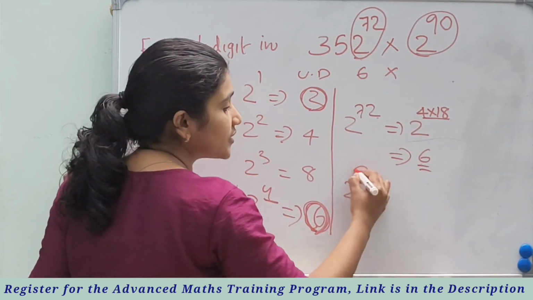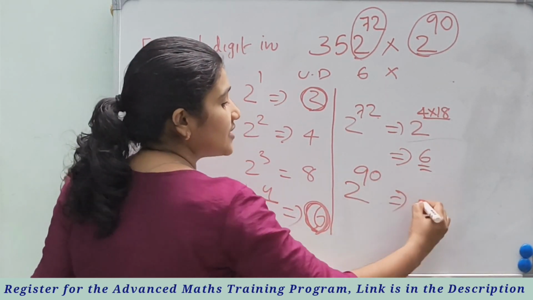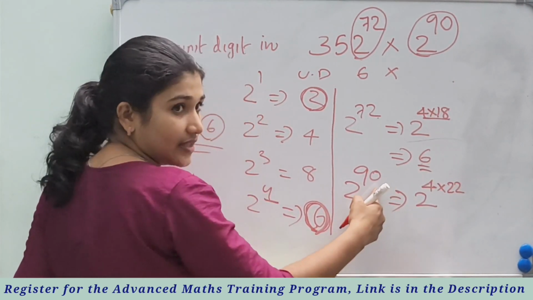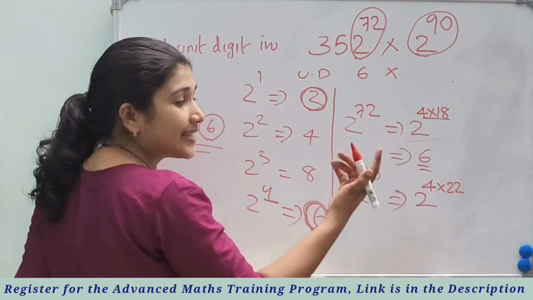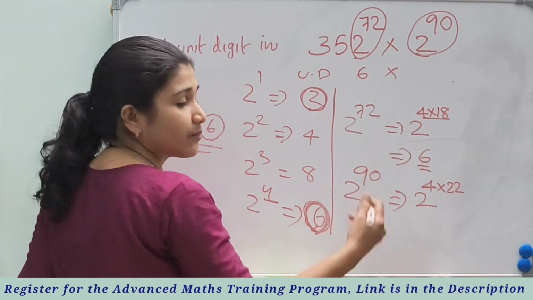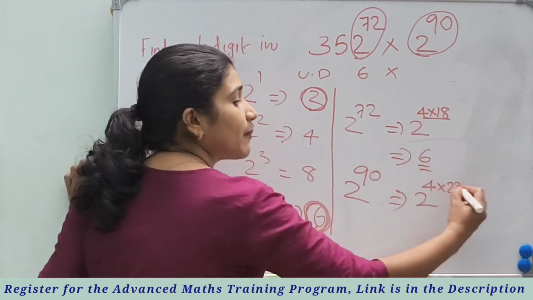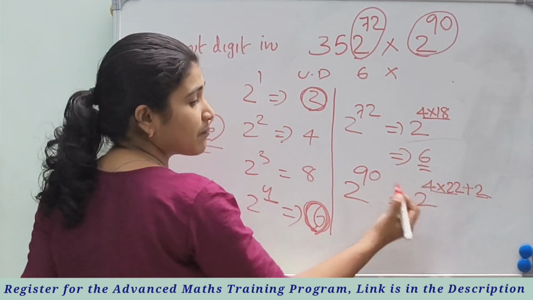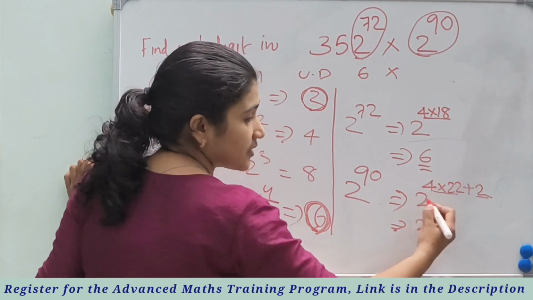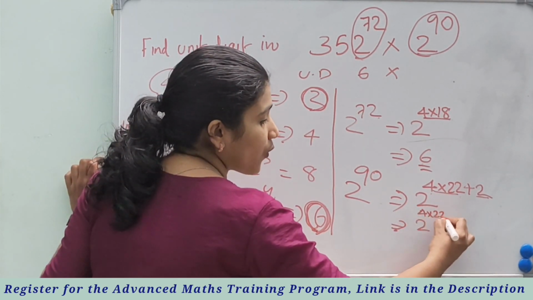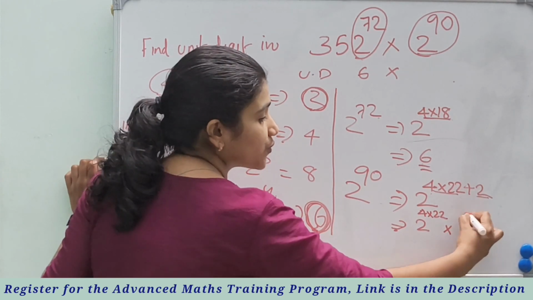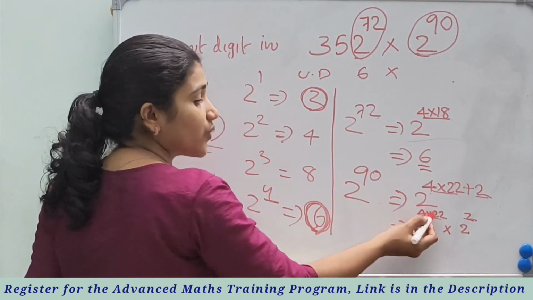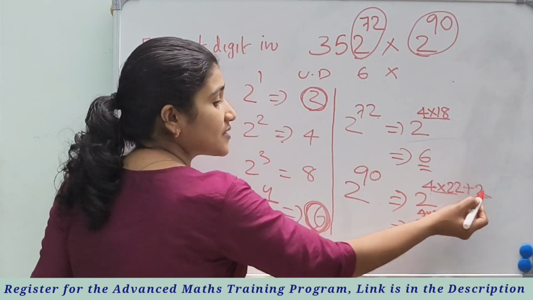Now we have to find the unit digit in 2 raised to 90. Here 90 I can write as 4 into 22 is 88. Divide 90 with 4. You will get the integer 22 point something. So 4 into 22 is 88. Remaining is 2. Now this is in the format of a raised to m plus n, same base. So split it as 2 raised to 4 into 22, into 2 square. Here this is m and this is n. So a raised to m into a raised to n is a raised to m plus n.